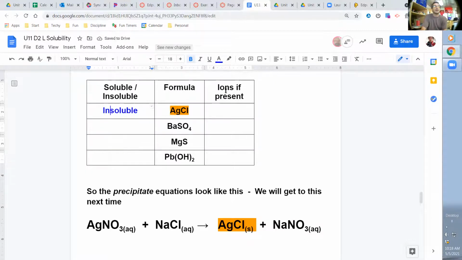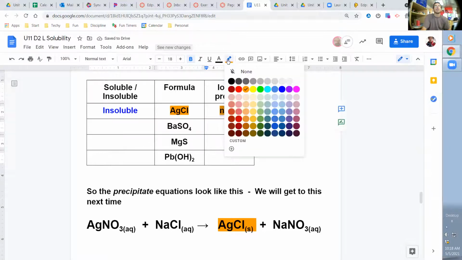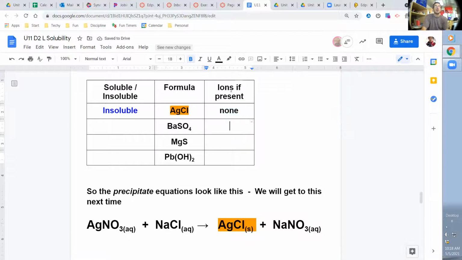So what do we do for ions if present? Well, since silver chloride is insoluble, that means there are no ions inside of the cup of water. So we could write none. Okay, so there are no ions present in the cup of water when you place silver chloride inside of the water because silver chloride is insoluble. Let's take a look at the next one.